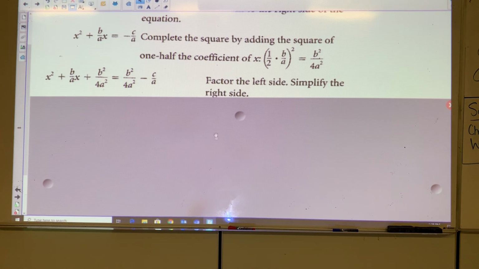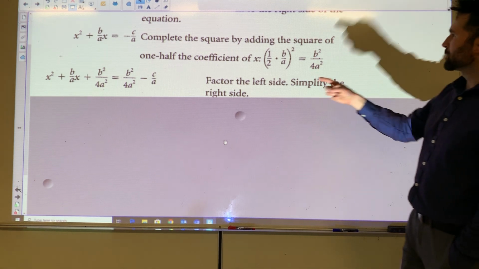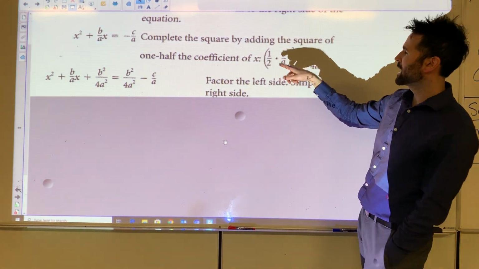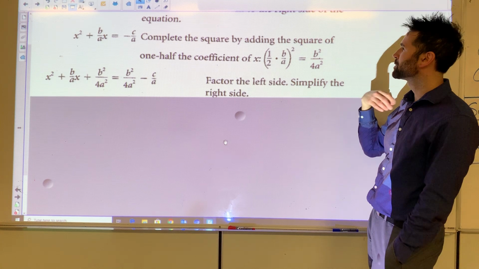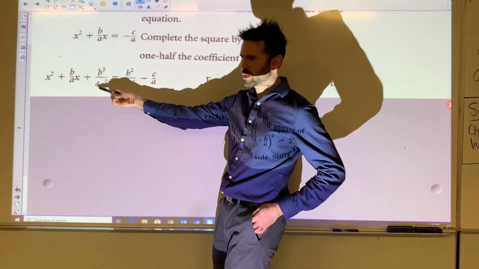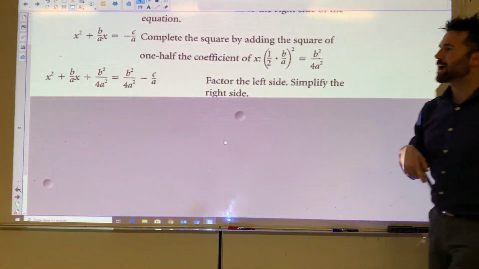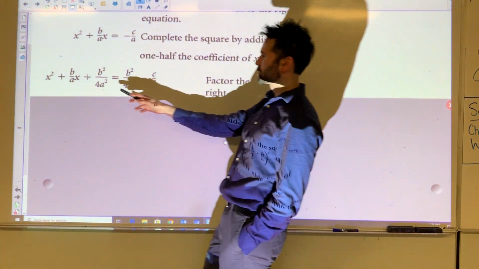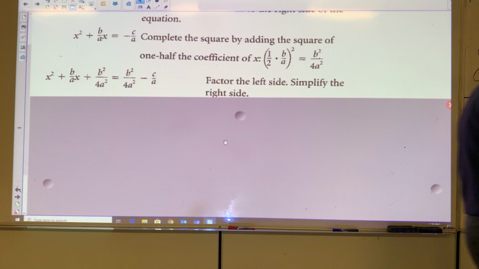So let's see, that's where we get. Alright, so this is the magic number that we're going to add to both sides. We take the b term, which is b over a, divided by 2, which is the same as multiplying by a half and squaring it, and then we add that to both sides. So now you see that popping up right here. Now this will be a perfect square trinomial, so we can factor that.